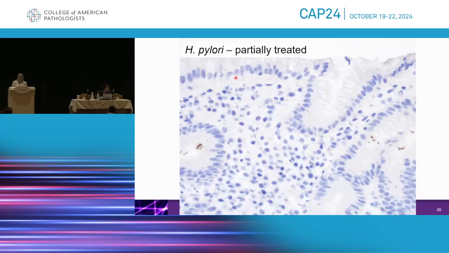In addition, when H. pylori is partially treated or is in unfavorable conditions, like with PPIs or antibiotic therapy, you can see a marked reduction in the number of organisms. As you can see here in the gastric pits, they're sort of stuck down in the pits and not on the surface so much, where you would be expecting them.